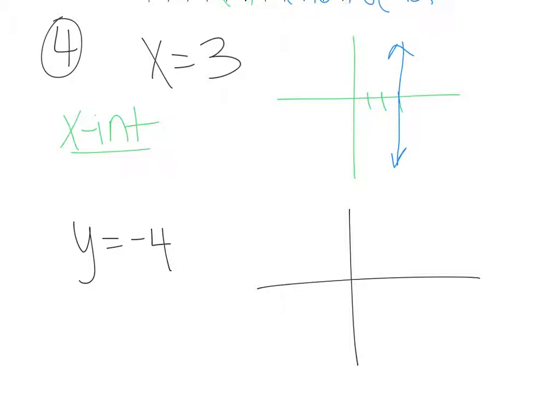And once again, I can't just draw this line wherever I want. Where will I draw it? At negative 4. On my y-axis, at negative 4, I have a horizontal line. And then like with the last one, anywhere on this line, my value for y is always negative 4. Does that make sense? Yes.